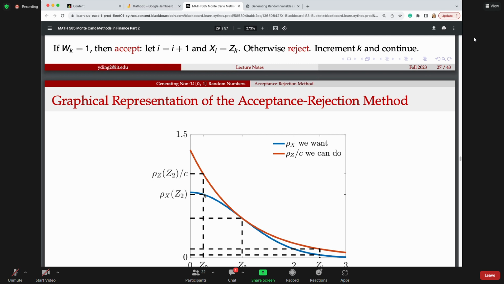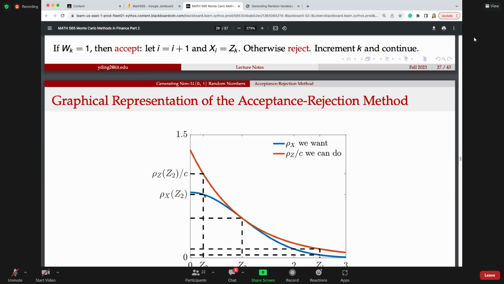So how do you know the density function of X? Okay, thank you, Xian. This is a very good question. If we try to do that, we need to know the density function. Otherwise, you cannot do the acceptance rejection method.